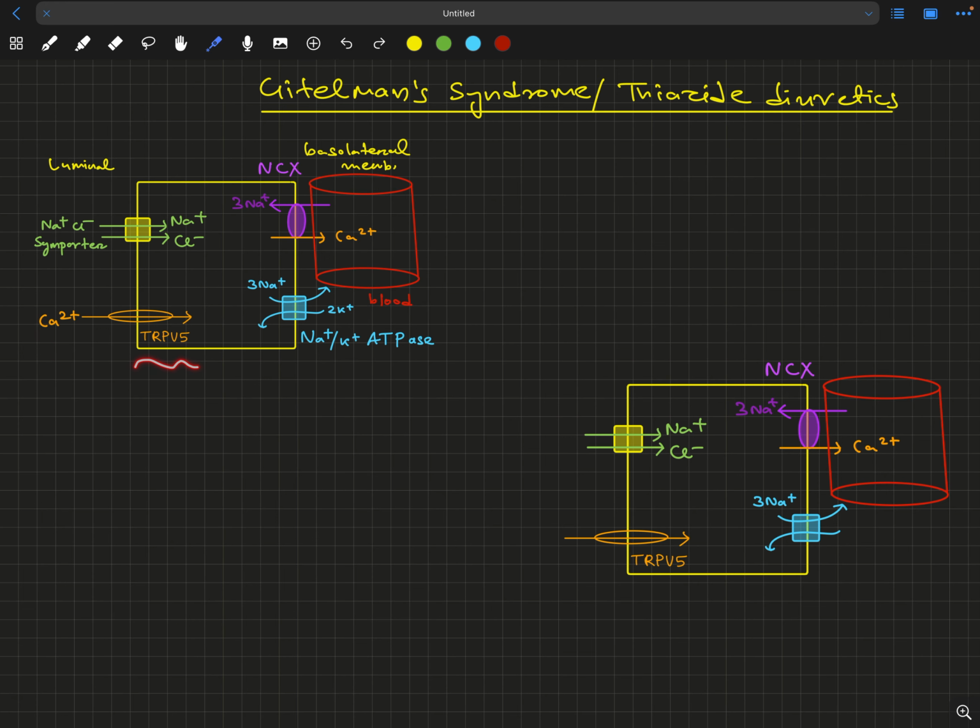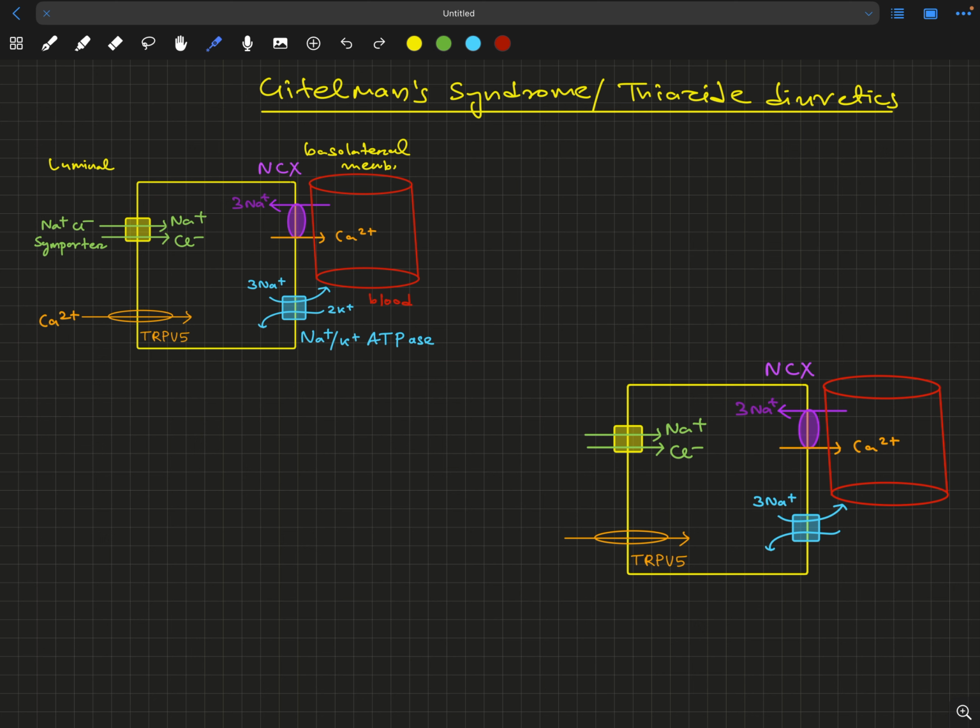So normally what happens here? It's simple. First look at this receptor. This is the sodium chloride cotransporter. Its function is simple. It takes one sodium and one chloride ion from the tubular lumen into the cell. This transporter is the target of thiazide diuretics, and in Gitelman syndrome, this transporter is genetically defective. So whether you give thiazide diuretics or the patient has Gitelman syndrome, the effect is exactly the same.